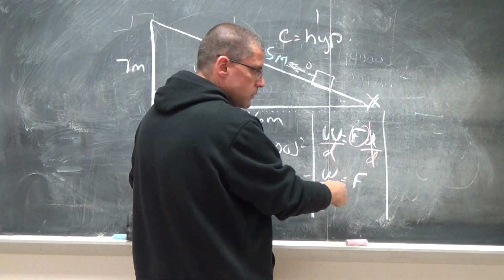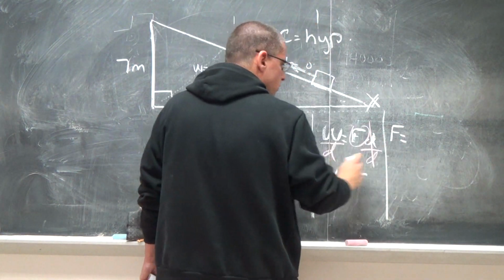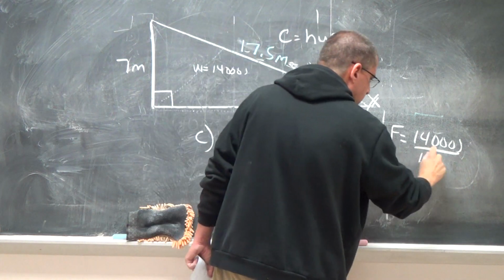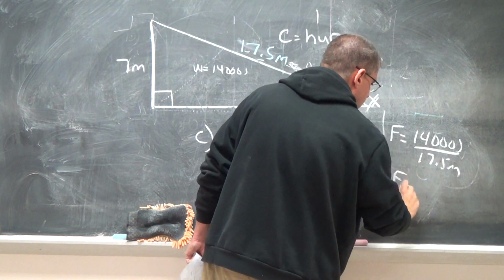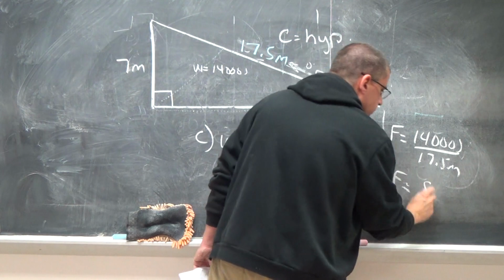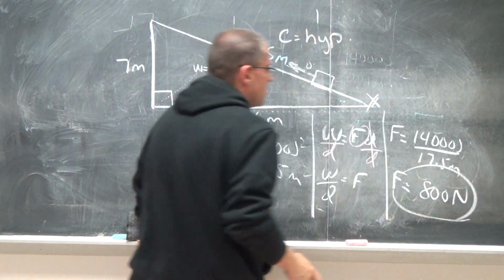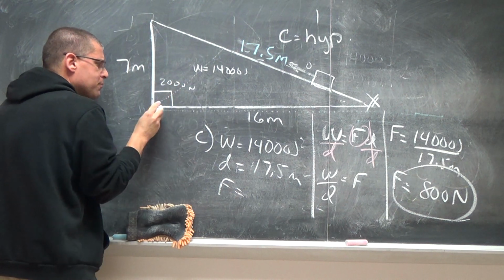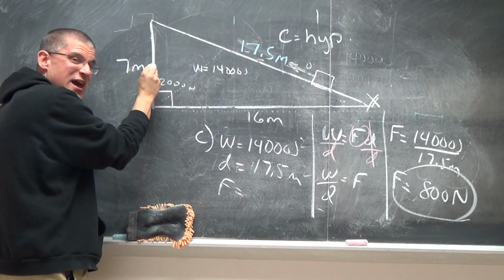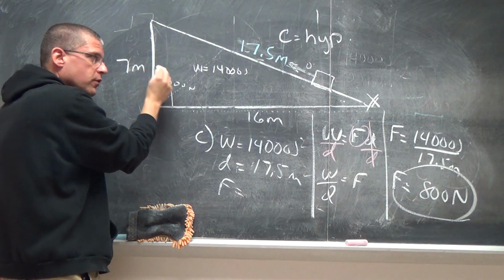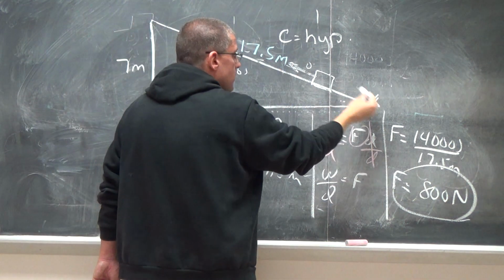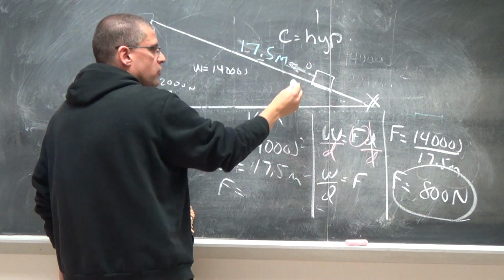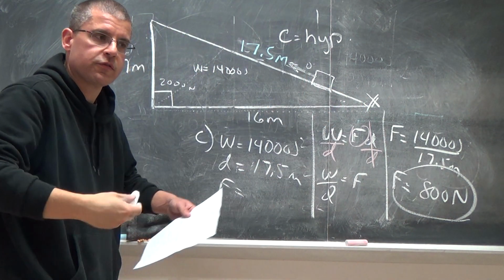So I'm just going to flip it. 14,000 joules divided by 17.5 meters. And now my force is only 800 newtons. So instead of 2,000 newtons, trying to pull that up, there's no way. Too much. But it's only 7 meters. So again, more distance, I only have to apply 800 newtons. So again, work is about the same.